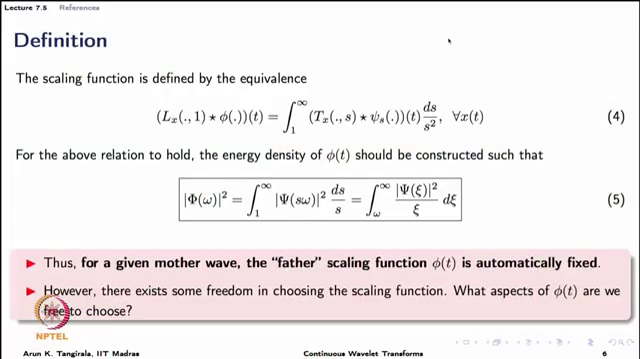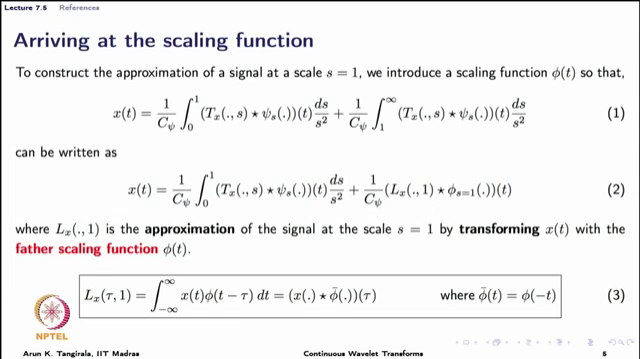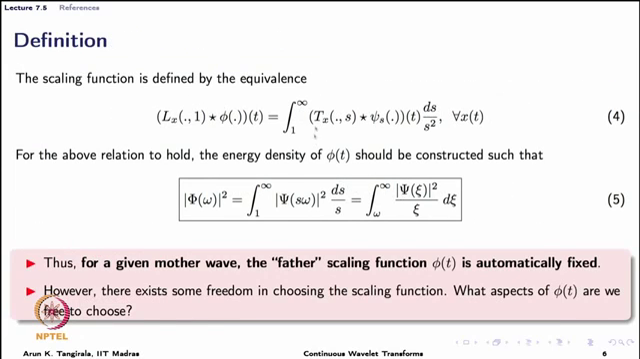To answer those two questions, we equate the second term in equations 1 and 2. In other words, this integral here should be identical to this convolution. That is exactly what we are saying here. So, L at scale 1, where once again the dummy variable is the translation parameter, convolved with the scaling function should yield this integral here for all signals.